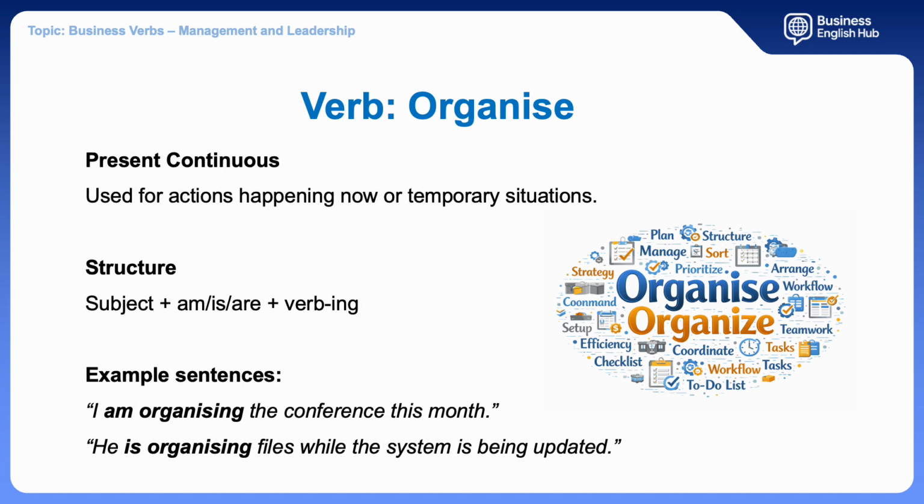Present continuous of the verb organise is used for actions happening now or temporary situations. The structure for this is subject plus am or is or are plus the verb ending in ing. Example sentences include: I am organising the conference this month. He is organising files while the system is being updated.